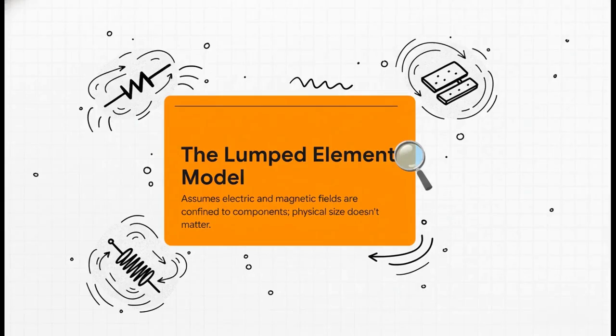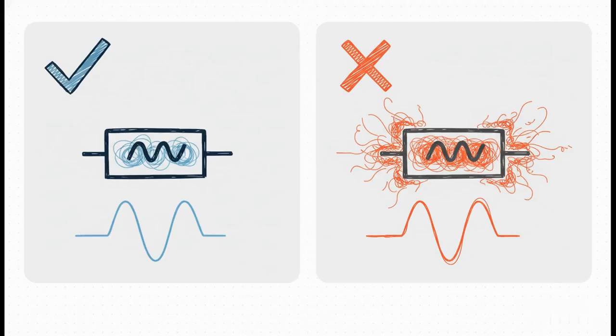And this is the big assumption, the fine print, if you will. It's called the lumped element model. It basically assumes that for any single component, all the interesting physics, the electric and magnetic fields, are happening neatly inside that component. They aren't leaking out into the space around it. The key factor that determines if this model holds up is frequency. For everyday DC and low-frequency AC circuits, this model is perfect.